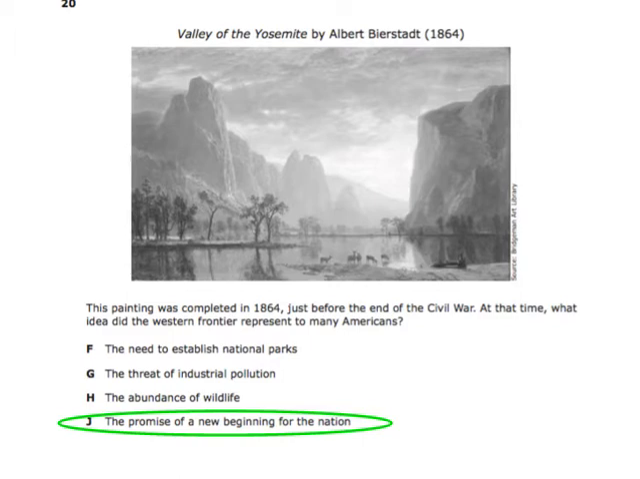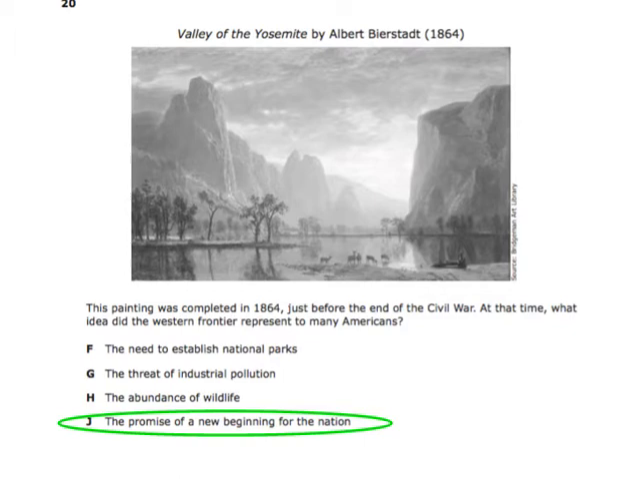So if we just look at this picture alone without knowing anything else, there's one answer here that we know is not correct. There's nothing referencing industrial pollution. This is just a beautiful landscape out west. This was long before the creation of national parks. Yes, there's wildlife in this photo, but what were Americans looking for? Remember, we were trying to expand westward, manifest destiny. So this is the promise of a new beginning for the nation.